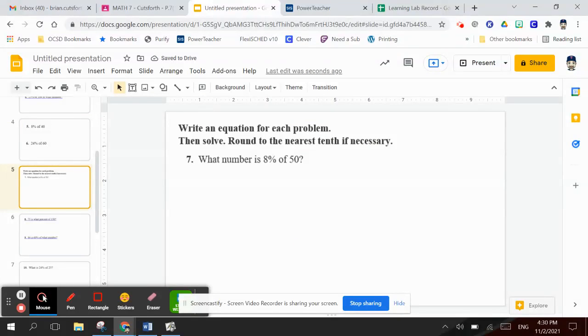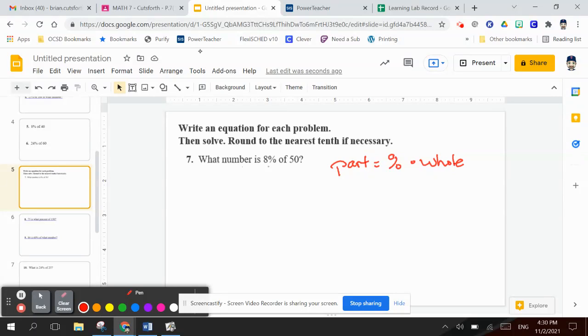7, 8, 9, and 10, we have to write an equation for each problem, then solve and round to the nearest tenth if necessary. So remember, as we're writing these as an equation, when we're trying to find what number is 8%, know that it's where we write the part equals the percent times the whole.